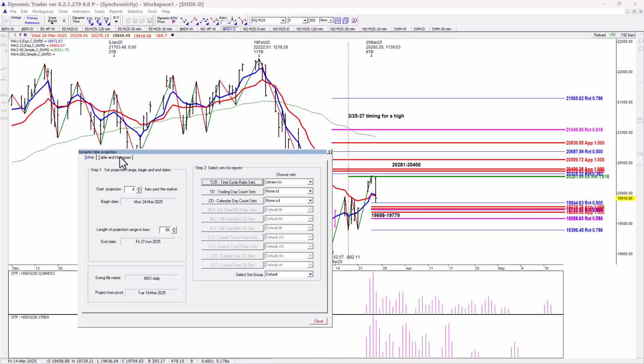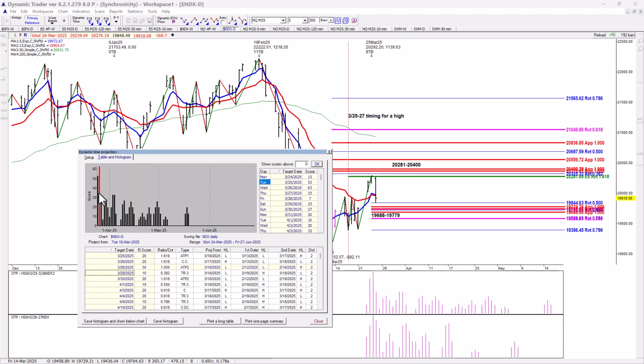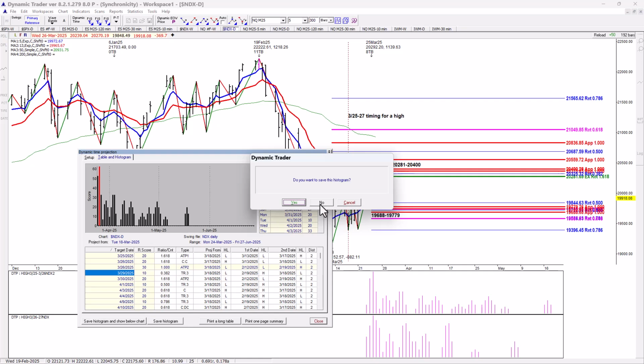So here, click on table and histogram, and then you can see here's the standout, the next timing for a possible high. And it comes out, it looks like the 25th, 26th. So that's where both of these came from, and that's what gave us the heads up. Now, timing doesn't always work, but it's always worth watching just in case it does kick in. So you knew that we had that time resistance, and also we have the price resistance.